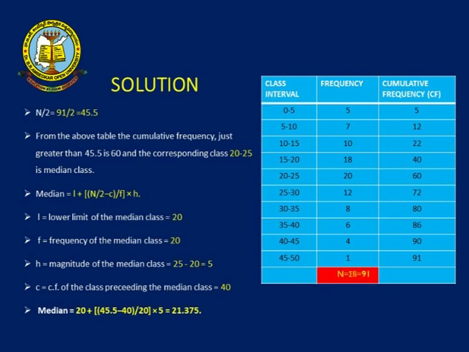Next, the second step: find the n/2 value. n is 91, so 91/2 is 45.5. Next, from the above table, find the cumulative frequency just greater than 45.5.